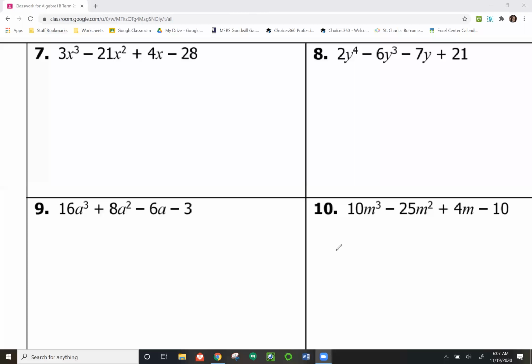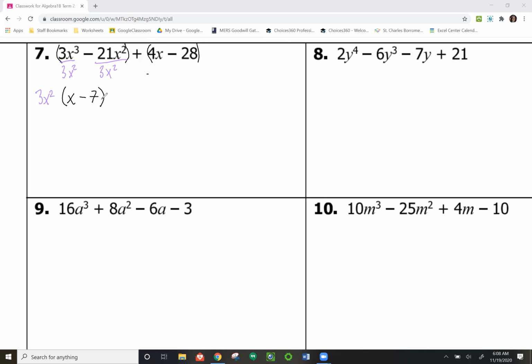Okay, so my first thing that I always do is group my first two terms and my second two terms together. All right, and good, I got a plus sign in between them. Perfect. All right, what can I factor out of the first two terms? Well, I can factor out a 3x squared. That's my greatest common factor, okay? And so what does that look like? 3x squared. What do I have left inside of that parentheses? I have an x minus 7.